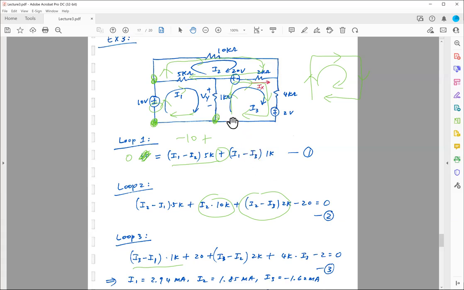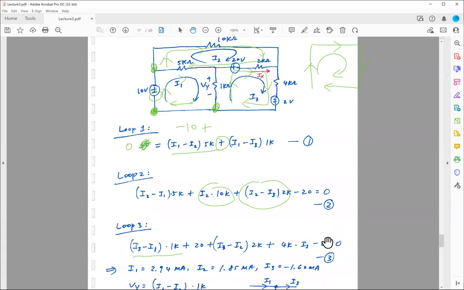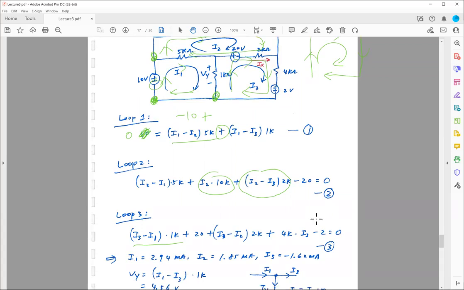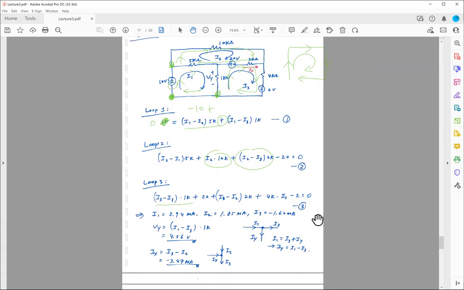As a sanity check, you can check how many elements you have passed through. 1, 2, 3, 4, 5. Therefore, there should be 5 terms: 1, 2, 3, 4, and 5. Sum to 0. Okay. 3 equations, 3 unknowns, and they are I1, I2, and I3.